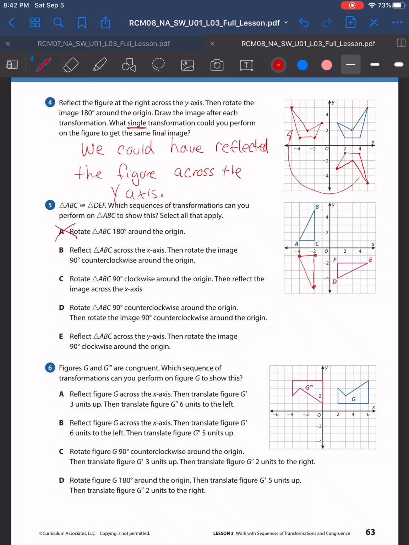Then what does it say? Then rotate the image 90 degrees counterclockwise about the origin. So if I were to do that 90 degrees counterclockwise, it'd go that way. And it looks like this 5, 5 would land still at this 5, 5, 2 would hit 5, 2. Remember, they just switched places. So yes, I believe that would land perfectly right there. So B is good.